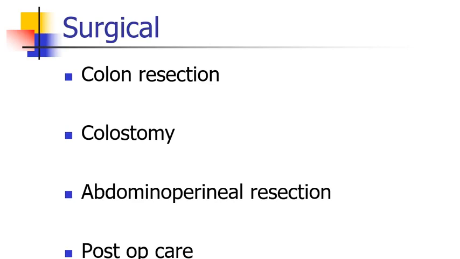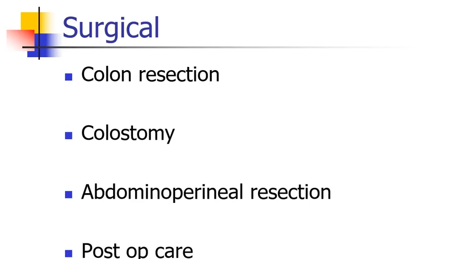An abdominoperineal resection, or A&P resection, this is for the lower end of the GI tract, they remove the sigmoid, the rectum, and the anus through a combination of abdominal and perineal incisions, so that there will be an abdominal dressing, there will be perineal incisions, probably drains, and so forth.